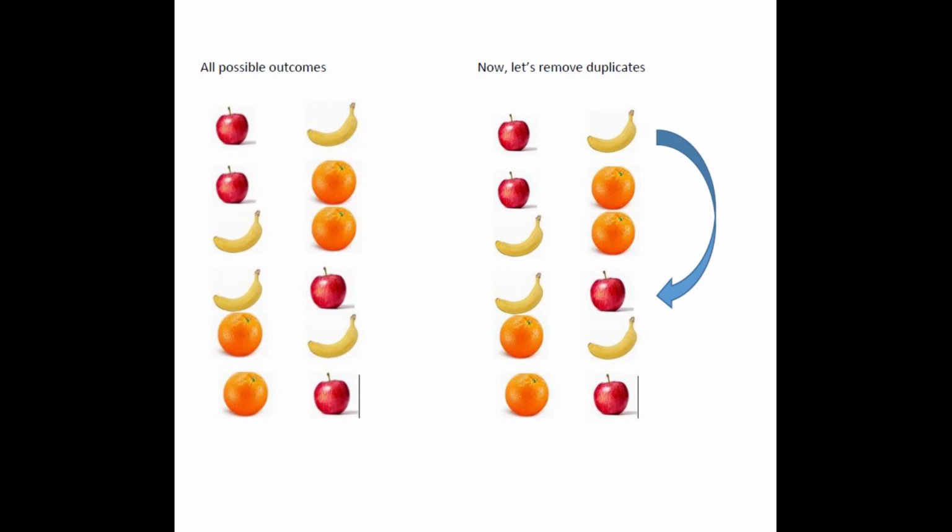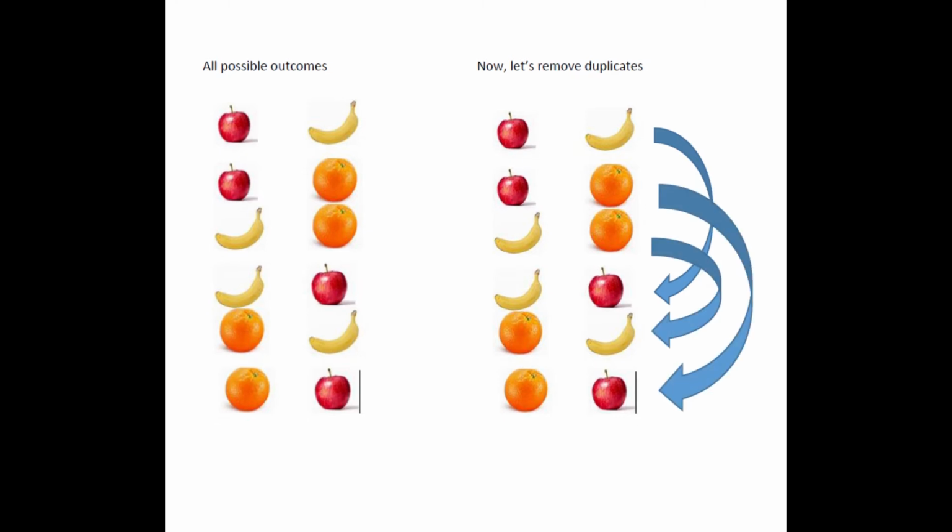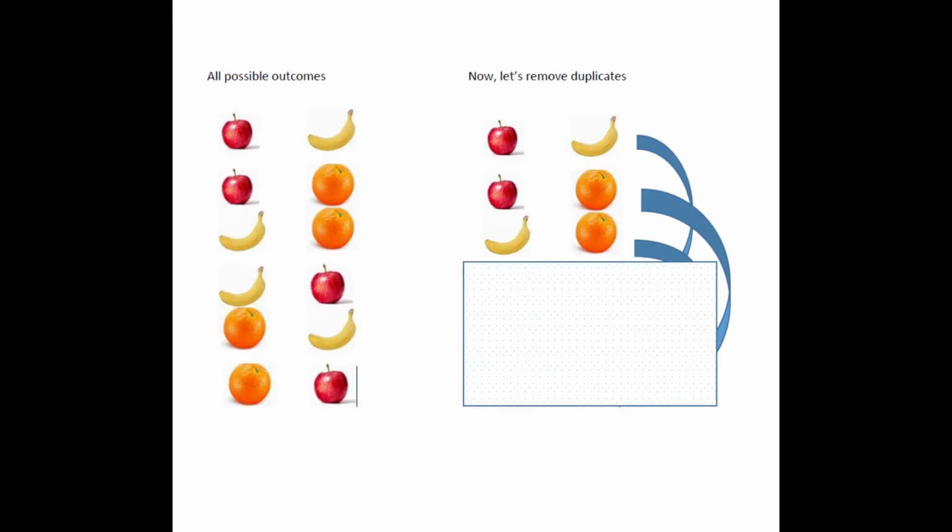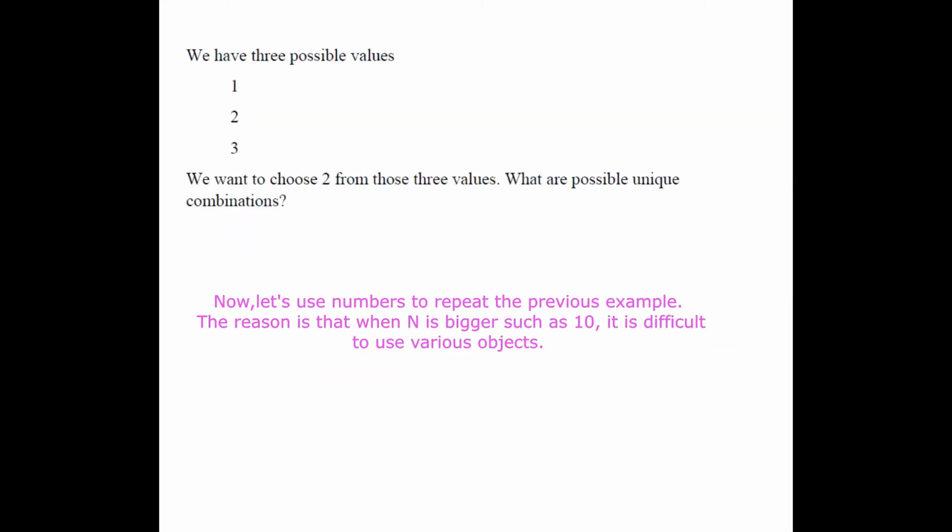For example, the first pair, apple and banana, is the same thing as the fourth pair, banana and apple. So we need to delete the fourth pair. Below, I list all possible duplicates. The fourth, fifth, and sixth are simply duplicates of the first, second, and third pair. After we remove all the duplicates, we end up with only 3 unique pairs: apple-banana, apple-orange, and banana-orange.